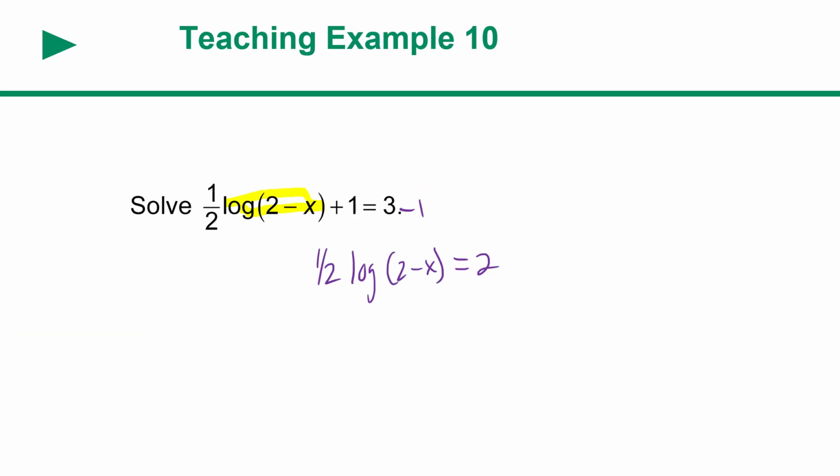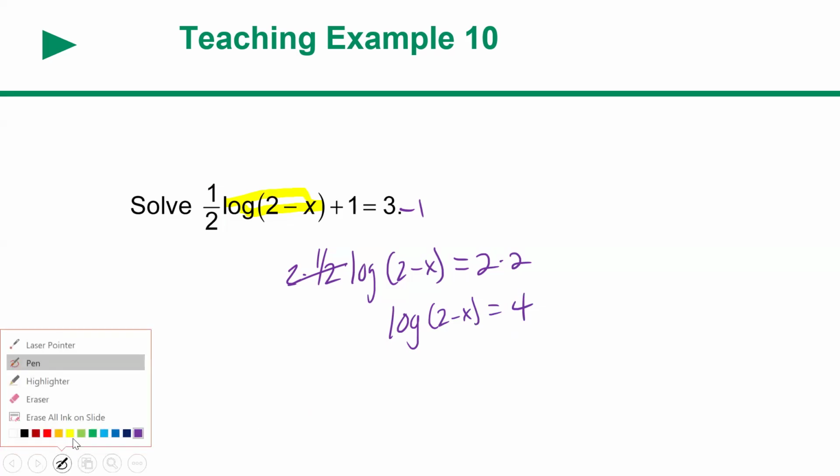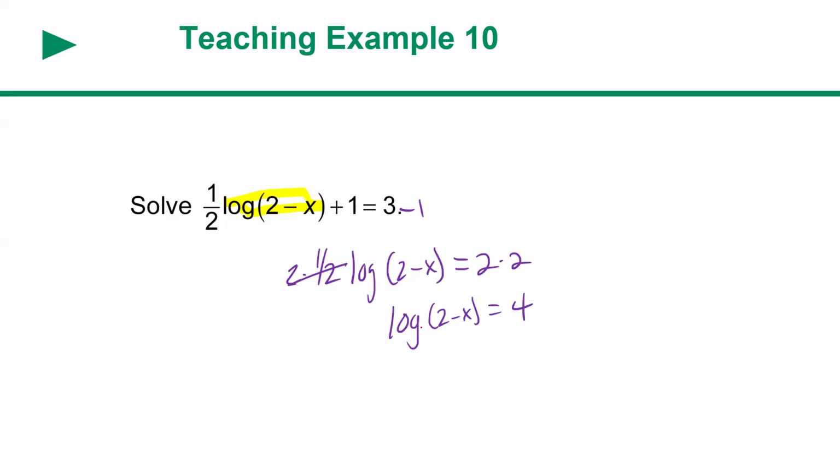Divide by 1/2, which is the same thing as doing what? Dividing by 1/2 is the same as multiplying by 2. So I can multiply both sides by 2. And we're left with log of 2 minus x equals 4. Okay, now this is where the exponentiating comes into play. No base means that this is 10. And I'm going to raise both sides to the 10. This cancels this out. So I'm left with 2 minus x equals 10 to the 4.